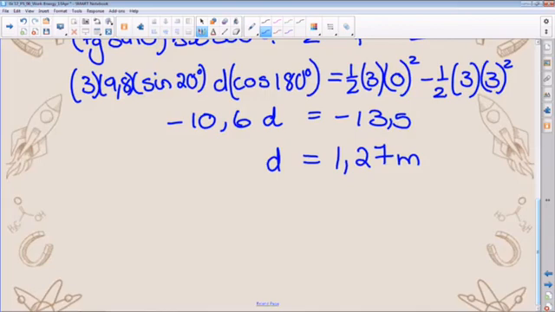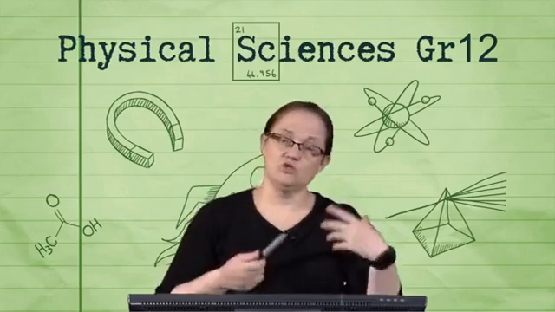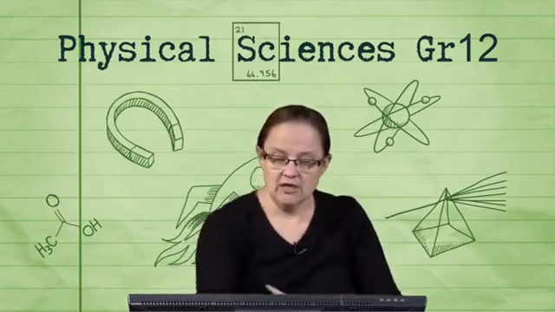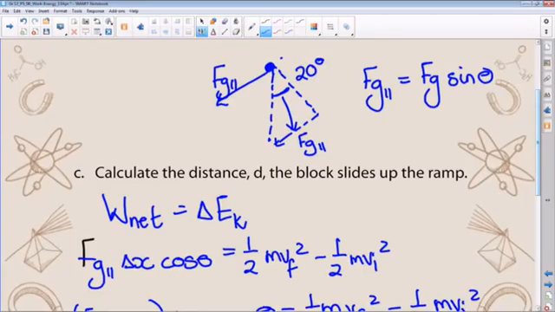If they had added in friction, then we can do exactly the same thing. If we had added in friction, remember friction would have gone up in the opposite direction to gravity. No, I'm lying. Friction would have gone down, friction would have helped gravity. So your net force would have been the parallel force of gravity plus friction. They did that in their test for the grade 11s and they hated it. So be careful with that, grade 12s.